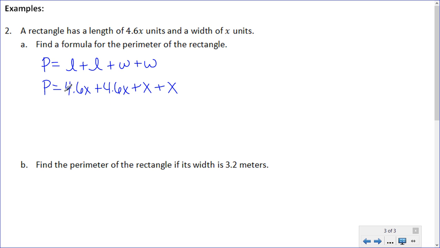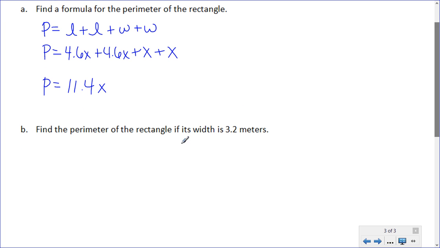Okay. So here we just have all like terms to combine. So 4.6 plus 4.6 plus 1 plus 1. When we add all those together, we should end up with 11.4x. 4.6 plus 4.6 plus 1 plus 1 is 11.4. So this is a formula for the perimeter of this rectangle for whatever value x takes.